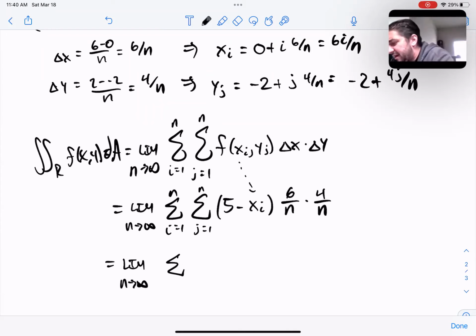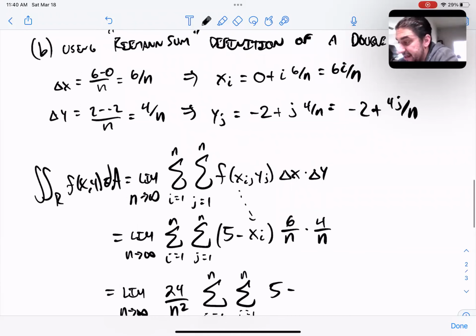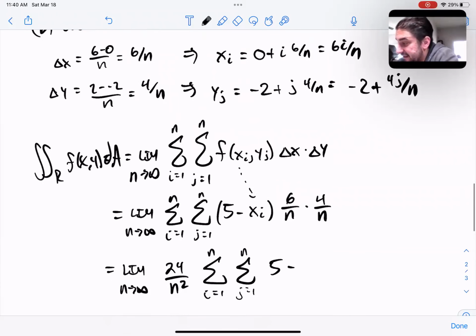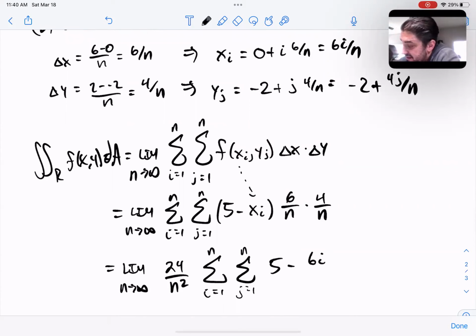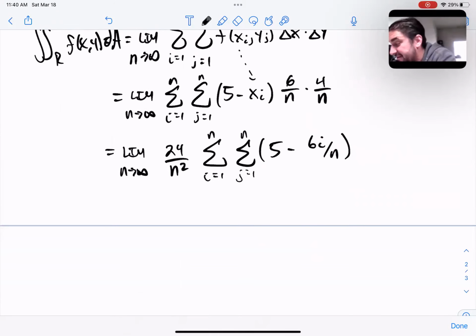Now, a couple things I would recommend. One thing I would say is factor this 24 over n squared completely out of the summations. Get it the heck out of your way. Okay. And let's plug in our formula for x sub i, right? x sub i is 6i over n. There we go. So I factored out what I could, and I plugged in our formula for x sub i. And now I just have to bash through this summation.